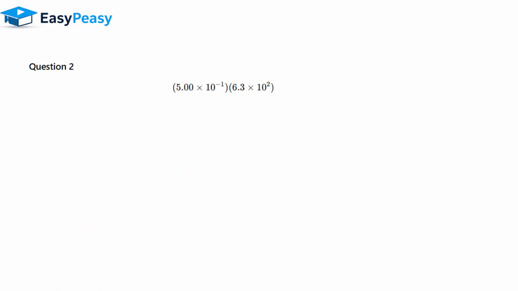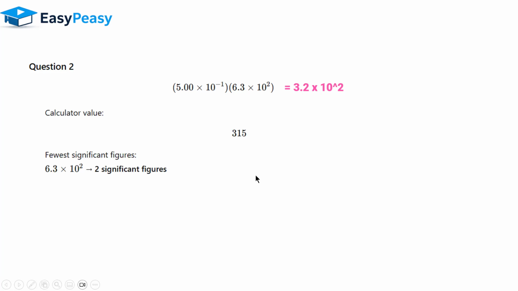You can pause the video anytime for calculations. The answer is 3.2 times 10 raised to power 2. Okay, let's do it. If we do the calculation first, the answer will be 315. And here we have 1, 2, 3 significant figures. And here we have 6.3, 2 significant figures. So I'll just go for the 2 values. So here 315 will become 3.2 times 10 power 2.